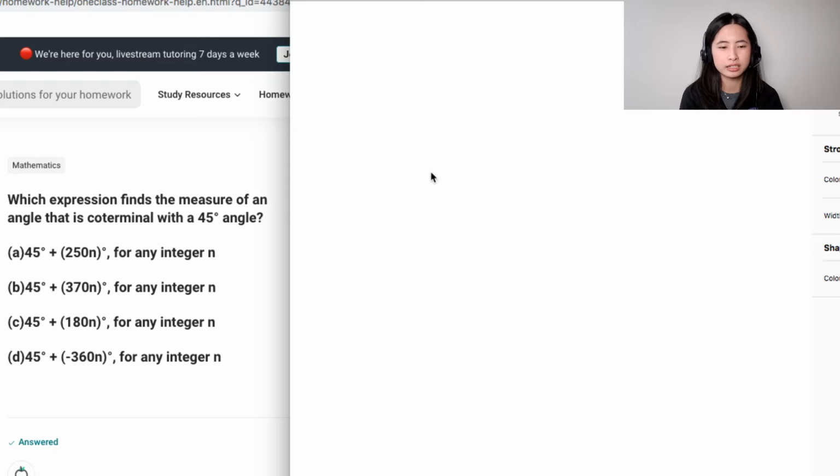If you have a coterminal angle, say for example you have a 45-degree angle, that means you're going to share the same initial side. Let me draw that. So you have your quadrants, respectively quadrant 1, 2, 3, and 4. I'll give you a simple example. Let's say 45 degrees.